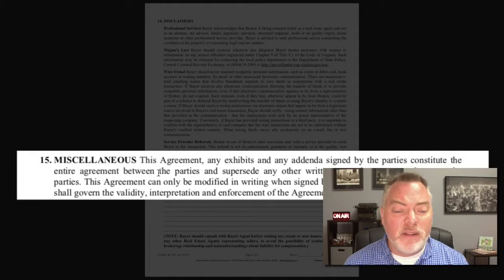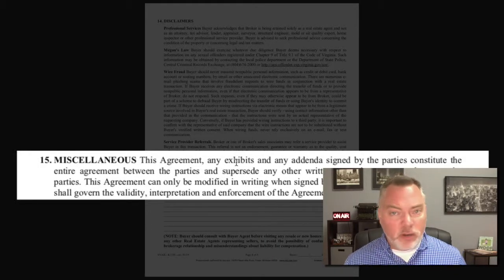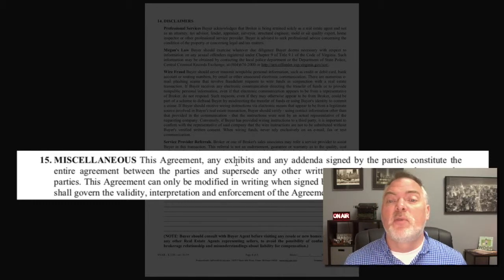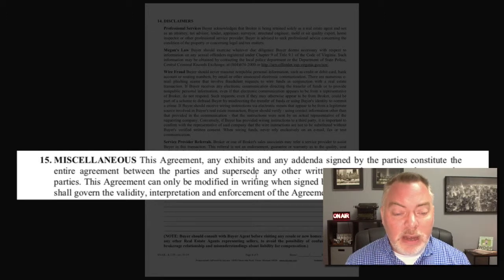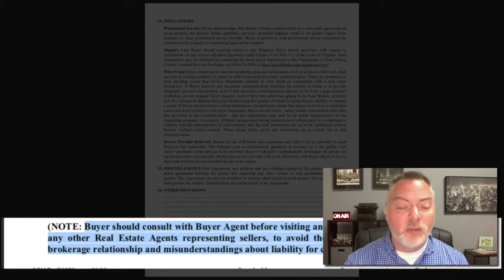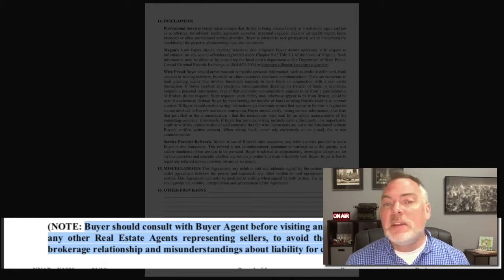And then lastly, in paragraph 15, this agreement is a written agreement. Any changes need to be in writing. Sometimes it'll be by email, sometimes it'll be a formal addendum, but whatever we need to change will be in there. And then we ask that if you are going to visit any new homes, open houses, new construction, whatever, please let me know before you go in there.